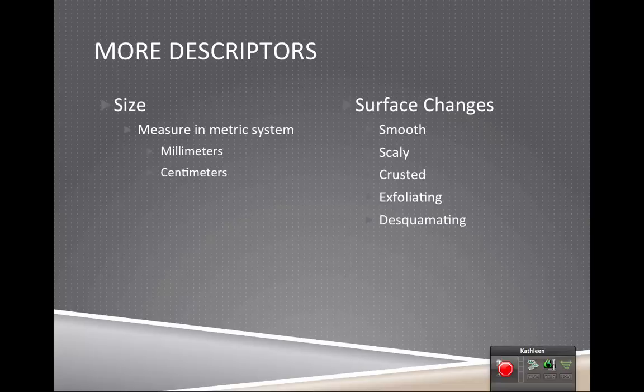Desquamating or desquamated, when we talk about surface changes, is the peeling off of scales. Lots of scaling off of skin. Exfoliating, crusted, scaly, smooth.